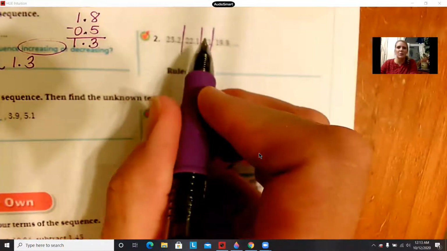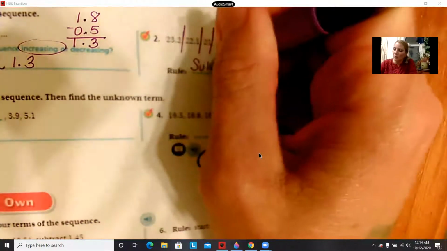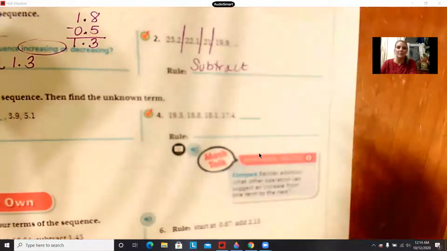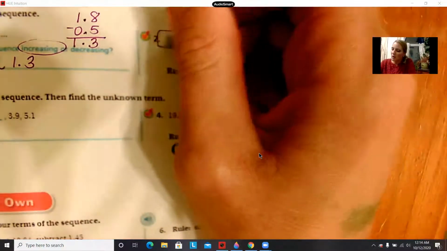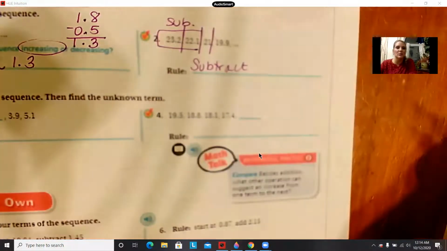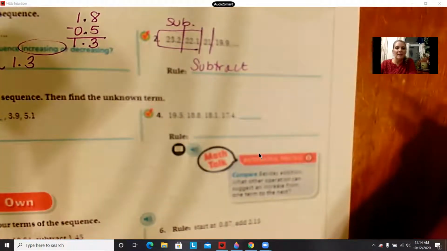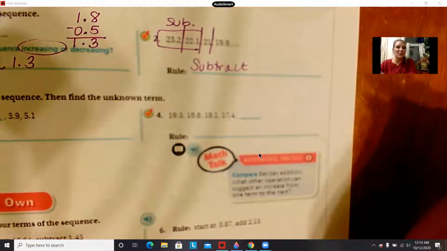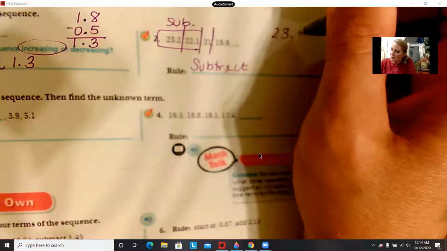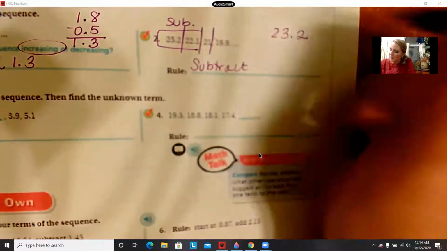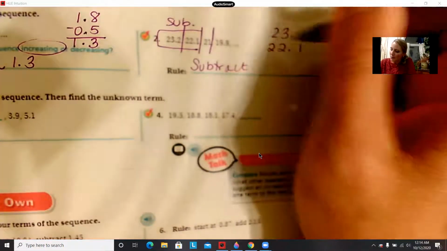I see that my numbers go from 23 down to 22, down to 21 and 19, so they're decreasing, so my rule must be that I have to subtract. Subtract what? Well, let's draw a box around those first two terms and write subtract above it, or just abbreviate it. When we subtract, the largest number goes on the top, so 23 2/10 minus 22 1/10.